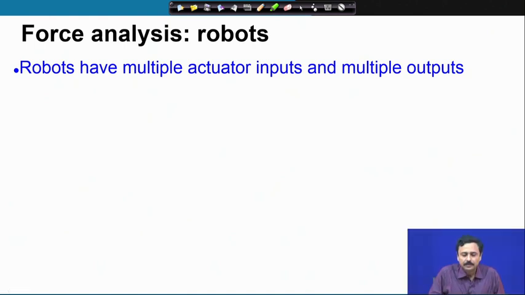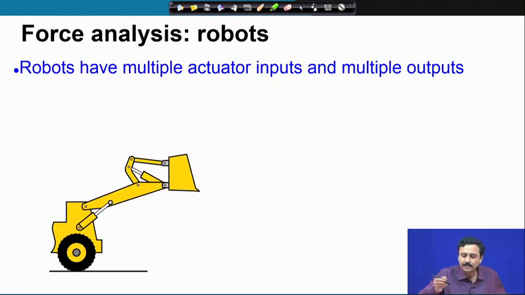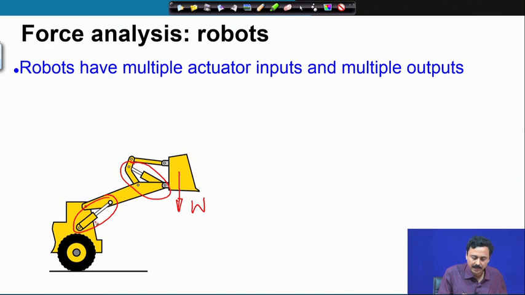Now, we look at the force analysis for robots. As you know, robots have multiple actuators as inputs, and there can be multiple outputs. For example, here we have this excavator, we have a load maybe W, and we have two actuators which are applying forces F1 and F2, and that is responsible for equilibrating the load W.